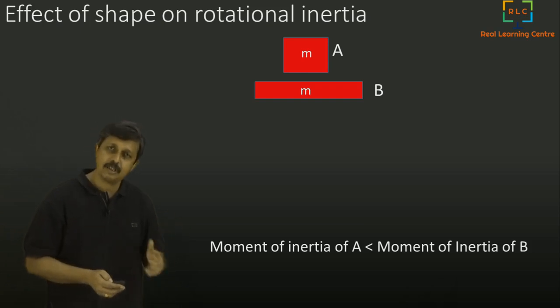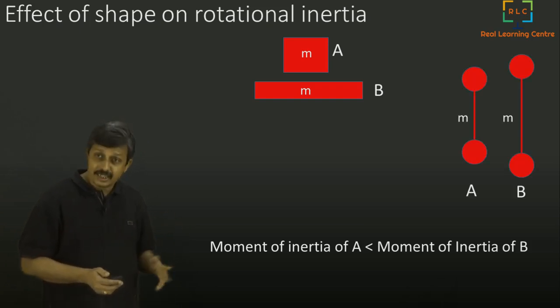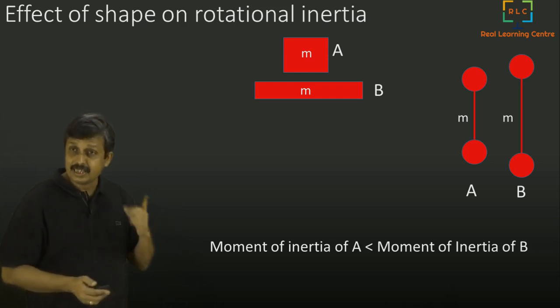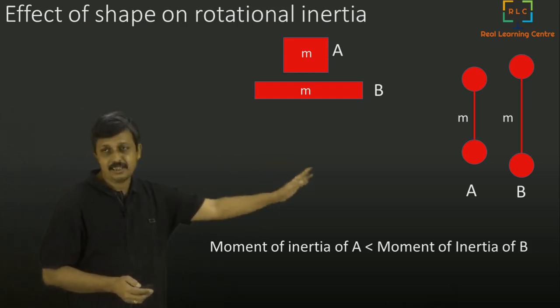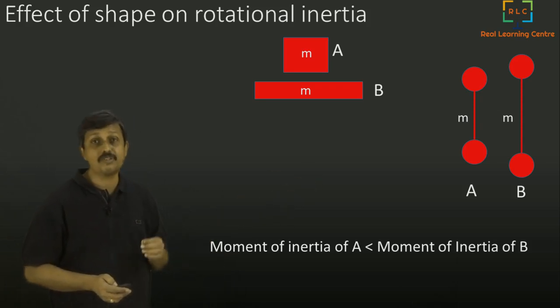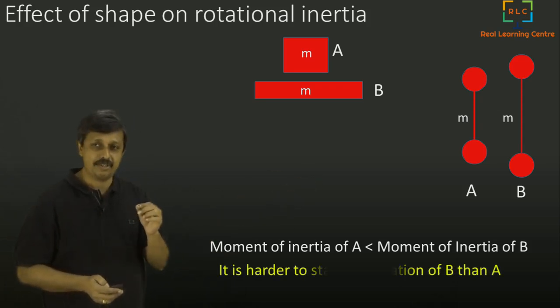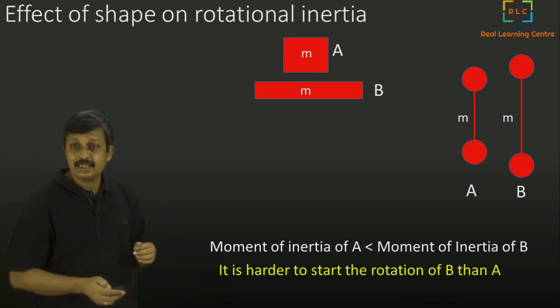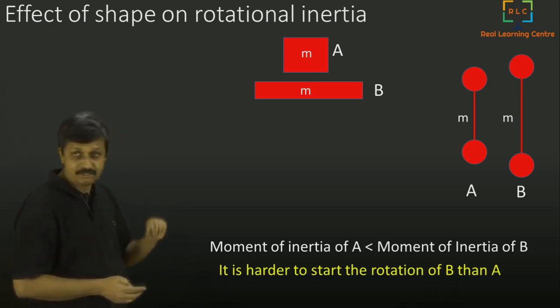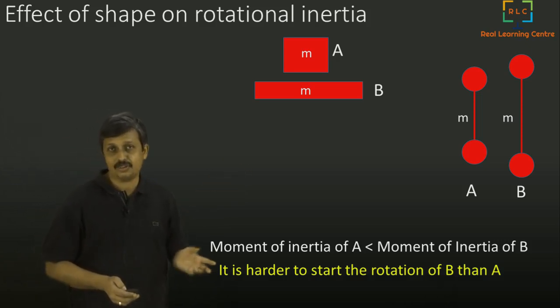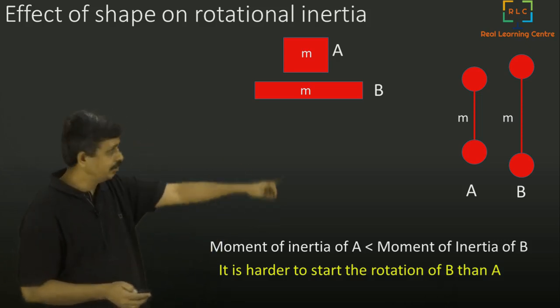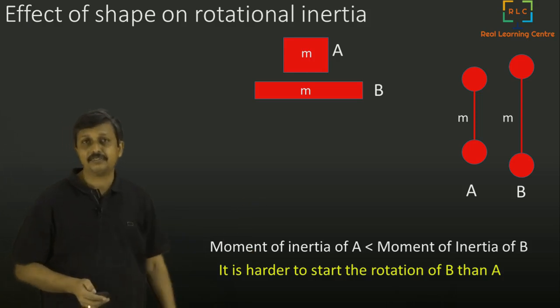Rotational inertia is the same as moment of inertia. If you take these two masses, for example, A has a lesser moment of inertia than B, though both of them have exactly the same mass. We can say it's harder to start the rotation of B than A.